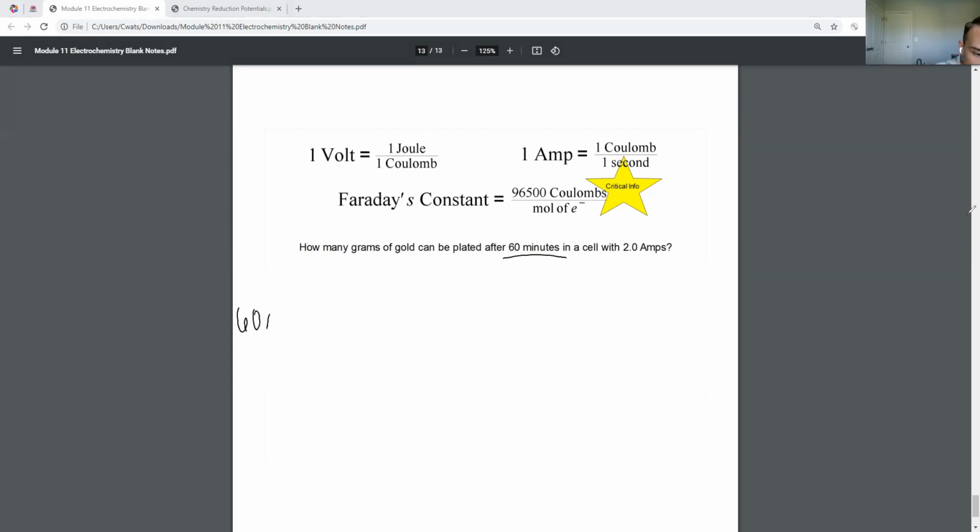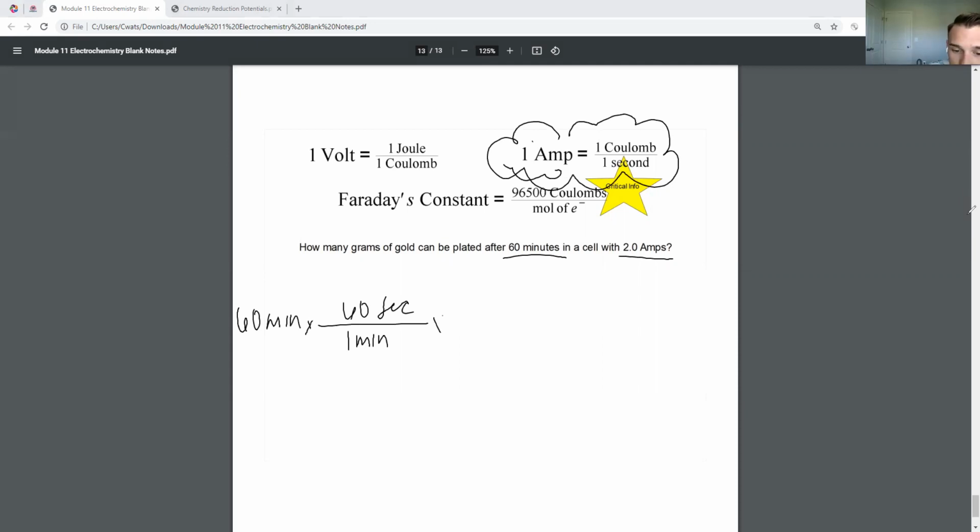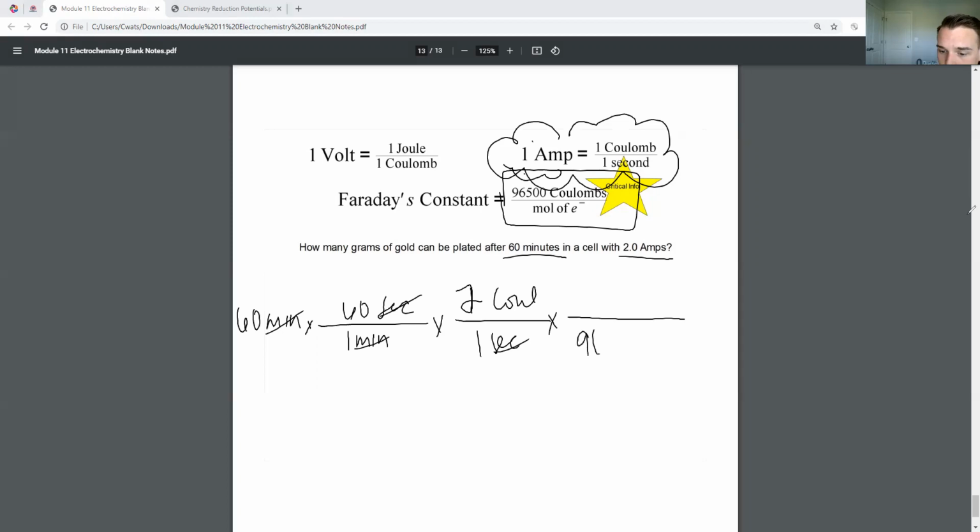So I'm going to start with 60 minutes. I'm going to take those minutes, turn them into seconds. The reason why I want to turn them into seconds is because an amp, which we know we have 2 amps, is a coulomb per second. So what I'm going to do, I'm going to say 2 coulombs for every 1 second. So these problems are just long dimensional analysis problems. Then I'm going to use Faraday's constant, which is 96,500 coulombs for every mole of electron.